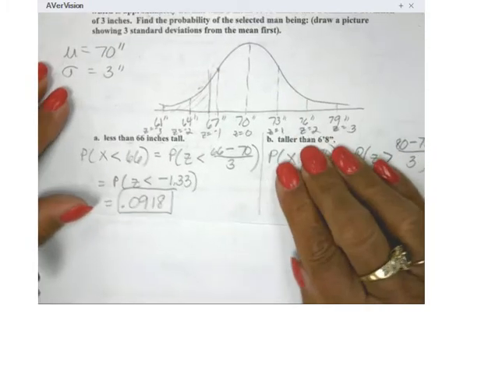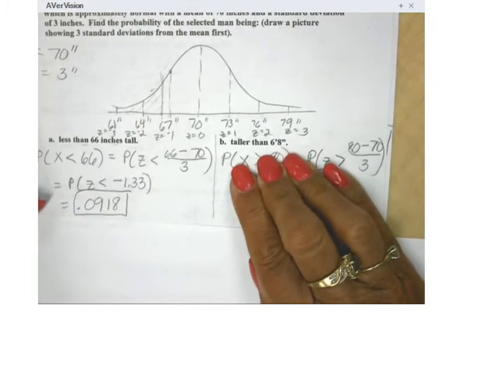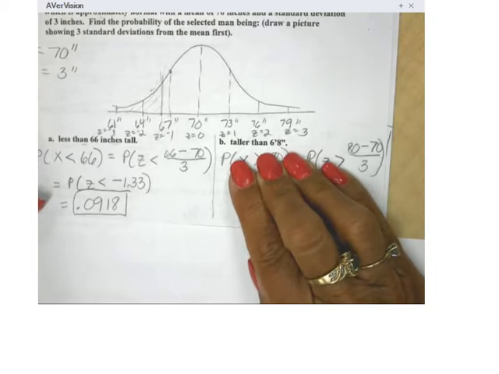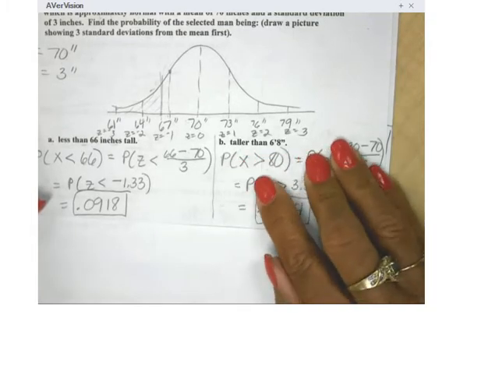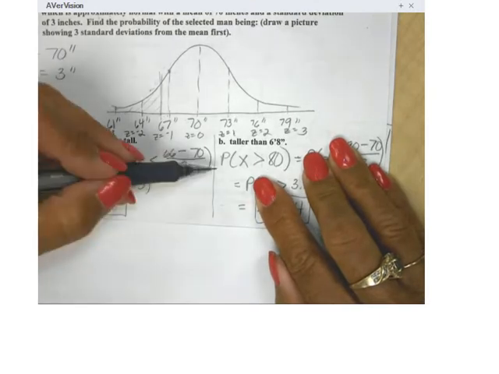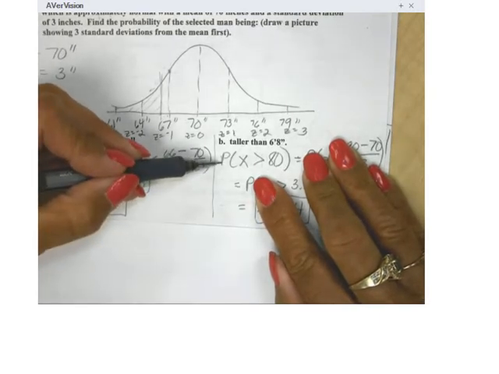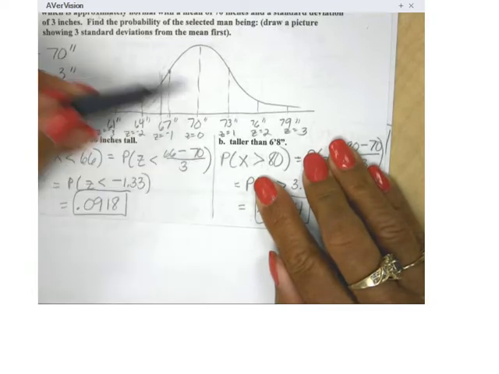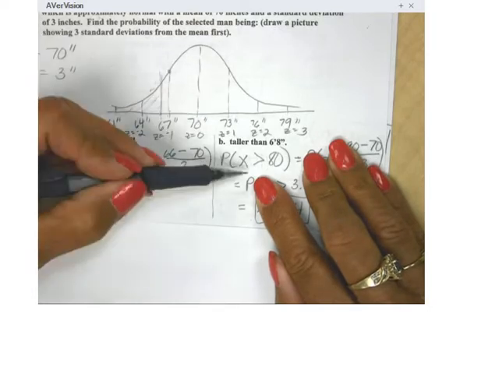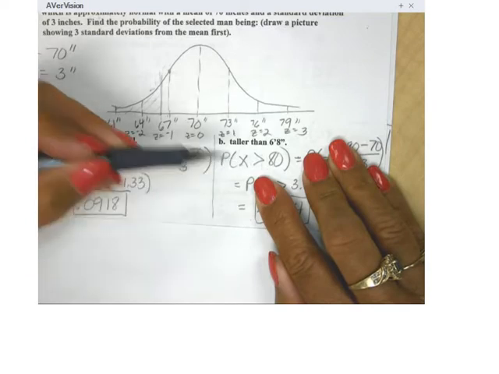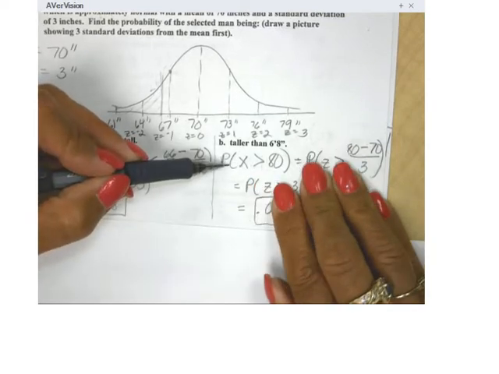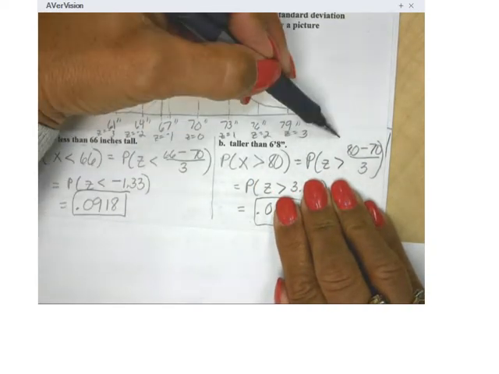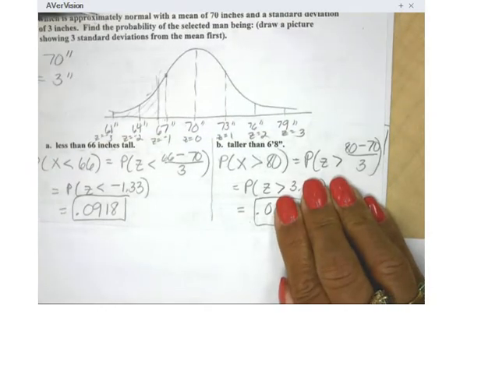Now, part B: find the probability that a man is randomly chosen and he's taller than 6'8". 6'8" is 80 inches. So I start out and write my probability statement. Don't use a z here, because this right now is not a z-score. It's a score that stands for the height of a man. We need to convert that to a z-value: the score minus the mean, divided by the standard deviation.